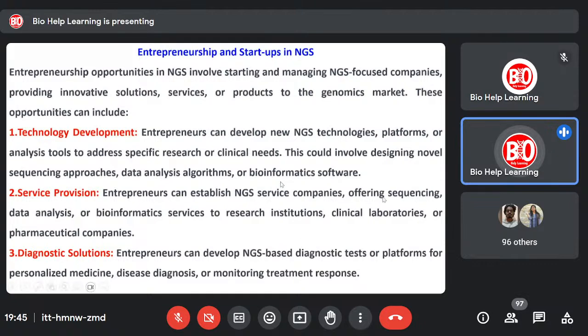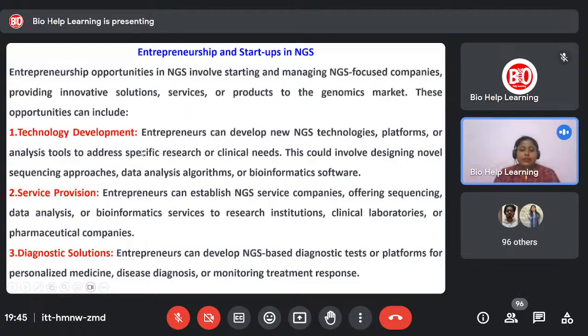So first, technology development. There are lots of IT companies now involved in the field of bioinformatics. They used to take the bioinformatician because they don't know the concept of biology. So this development part is done by the bioinformatician only, and service provision.